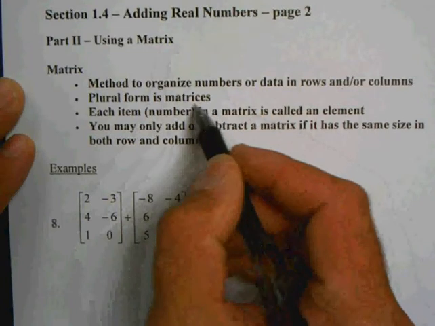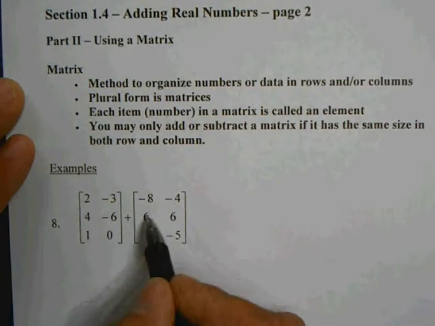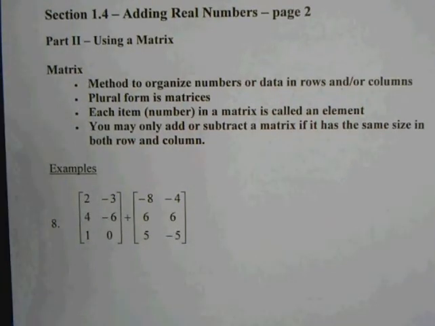Matrix in plural is called matrices. Each spot in the matrix, this one, that one, each one is called an element. And an element is named by row and column. And you always say the row first and the column second.